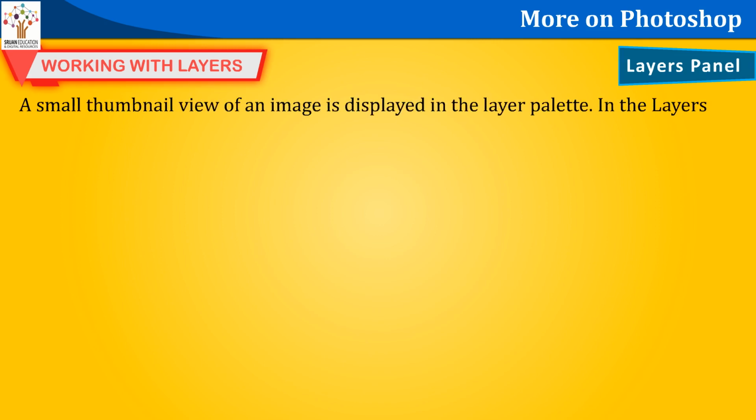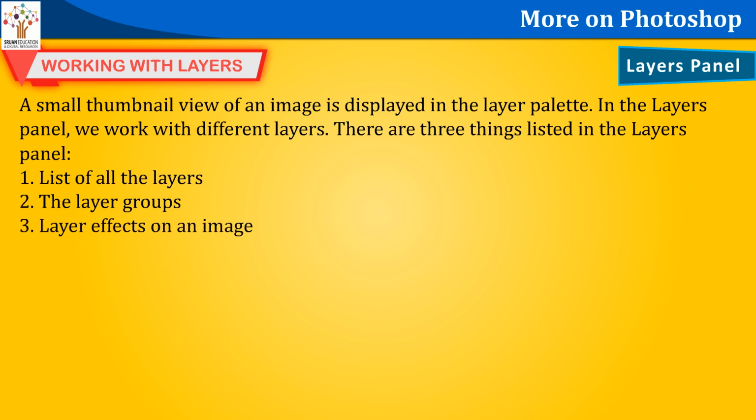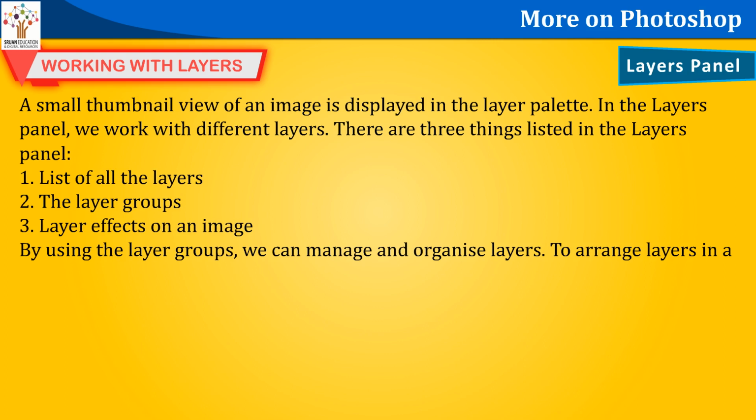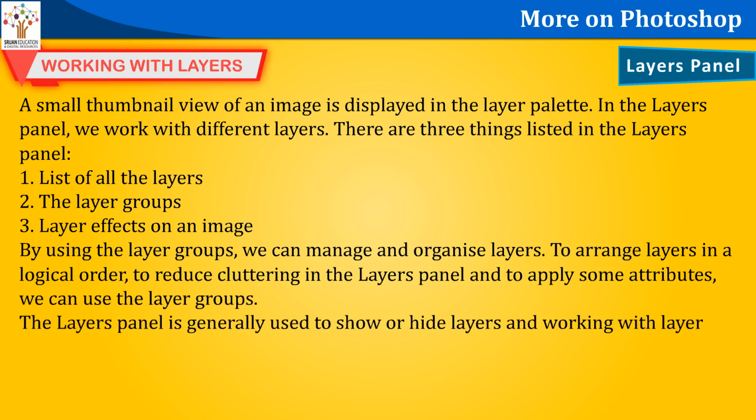Layers panel. A small thumbnail view of an image is displayed in the layer palette. In the Layers panel, we work with different layers. There are 3 things listed in the Layers panel: list of all the layers, the layer groups, layer effects on an image. By using the layer groups, we can manage and organize layers. To arrange layers in a logical order, to reduce cluttering in the Layers panel, and to apply some attributes, we can use the layer groups. The Layers panel is generally used to show or hide layers and working with layer groups.